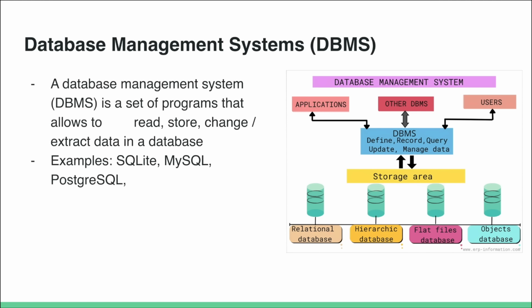Now, when we're working with databases, the overarching piece of software that allows us to manipulate databases is called a DBMS, or a Database Management System. In short, these allow us to read, store, change, and extract data in a database or from a database. Some examples of DBMS systems you might have seen are SQLite, MySQL, or PostgreSQL. Here again, just as we were talking about before, we have examples. This kind of shows what a DBMS is, but then we also have examples of other types of databases, including object databases, which we'll see later on.